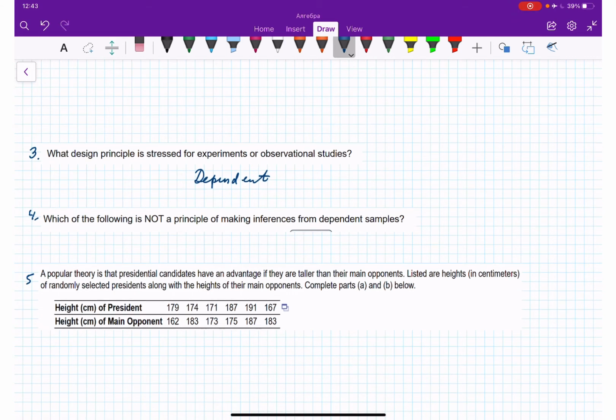Which of the following is not a principle of making inference? So let me repeat myself so I can explain. So here is the thing. When we test the null hypothesis on mean difference that is equal to 0, remember, we are doing mu1 is equal to mu2. So it's not equivalent to determining whether the confidence interval includes 0.